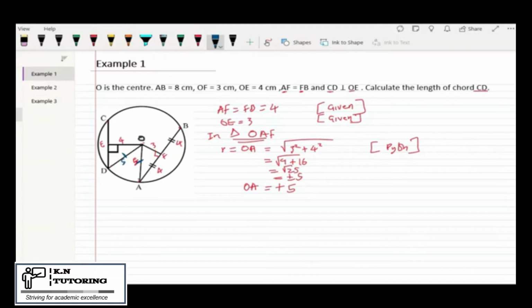Now, if this is 5 and this is 4, and here we've got 5, 4, and the other side is 3, it means this side must also be 3. And if OE is perpendicular to CD, it means this side is equal to this side. If this side is 3, then this side is 3. And if this is 3 and this is 3, it means CD is equal to 6 units.